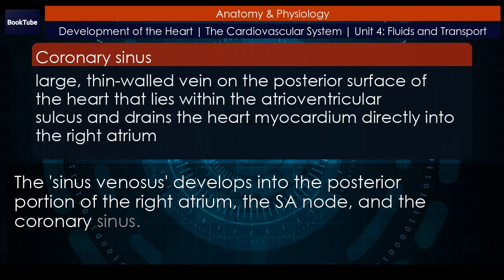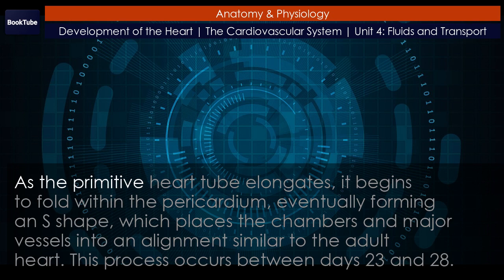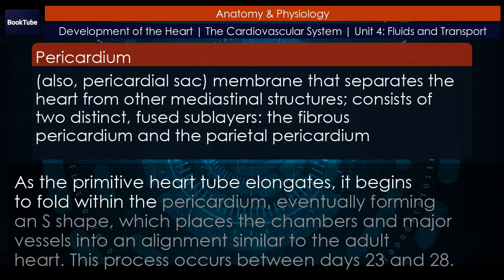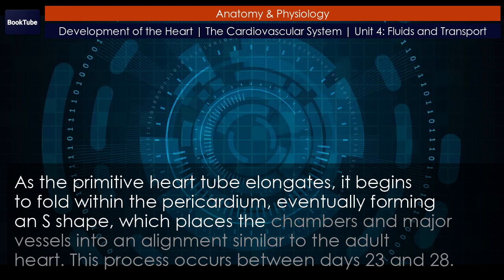As the primitive heart tube elongates, it begins to fold within the pericardium, eventually forming an S shape, which places the chambers and major vessels into an alignment similar to the adult heart. This process occurs between days 23 and 28.